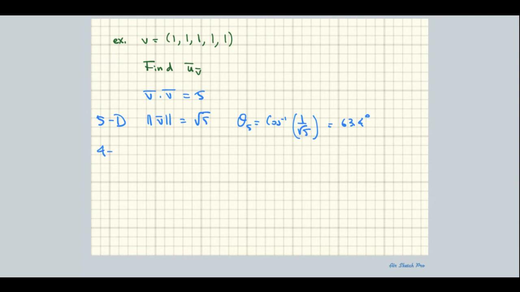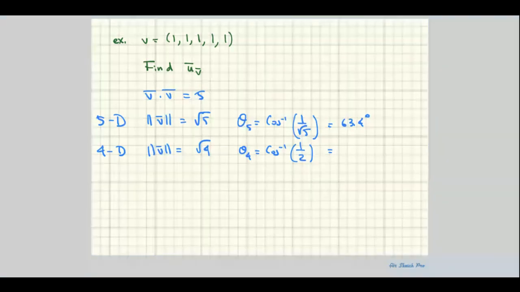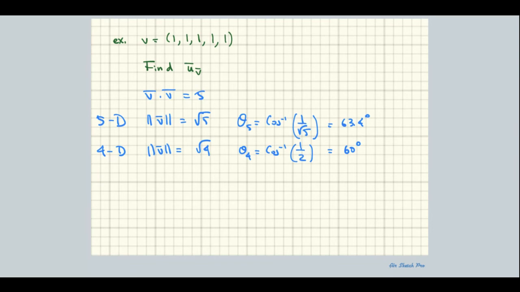Let's try this for 4D. I think you should all be able to see that 4D is pretty easy, right? Root 4, yes? That should be pretty obvious for the corner vector. What's theta 4 for the corner box? 1/2. What's that? 60. Pretty easy. That's one of our standard angles, isn't it?